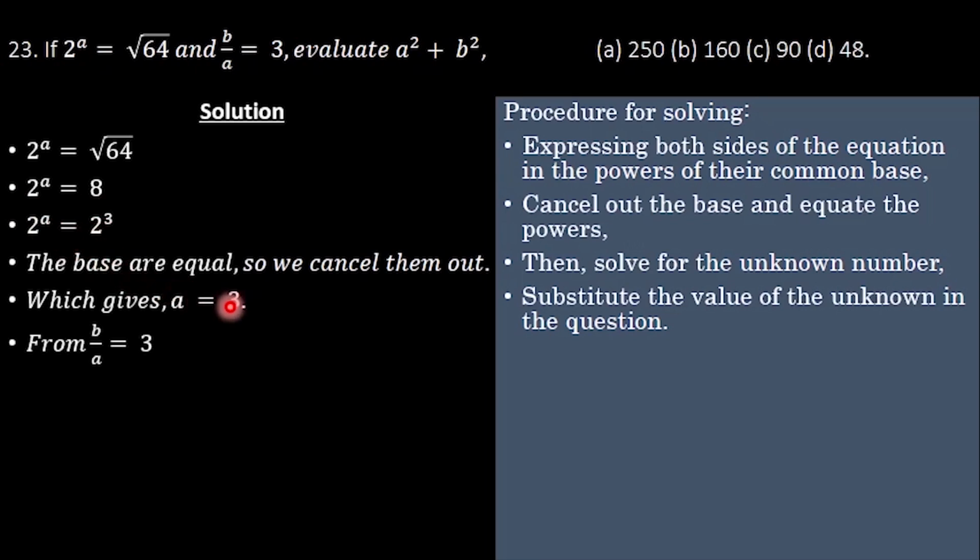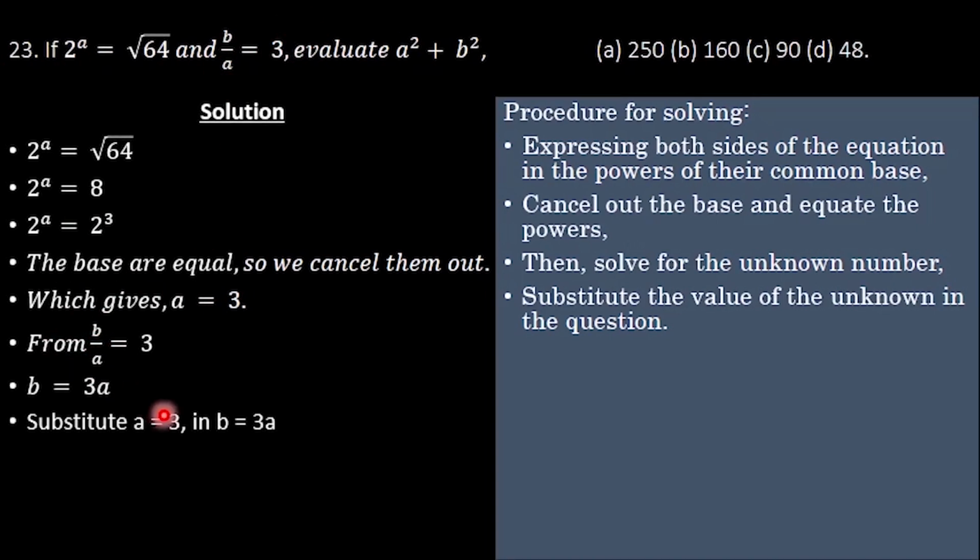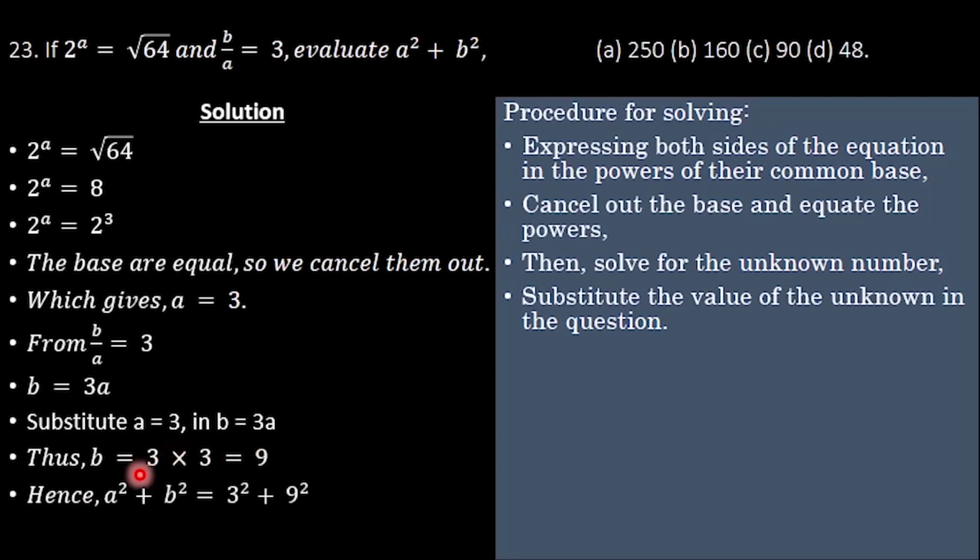Then from b over a, which is equals to 3, from the question you now substitute a, which is equals to 3, in b equals to 3a. Then b is equals to 3a, therefore b is equals to 3 times 3 equals to 9. Hence a square plus b square is equals to 3 square plus 9 square. Therefore 3 square is equals to 9 and 9 square is 81. Now let's add together.